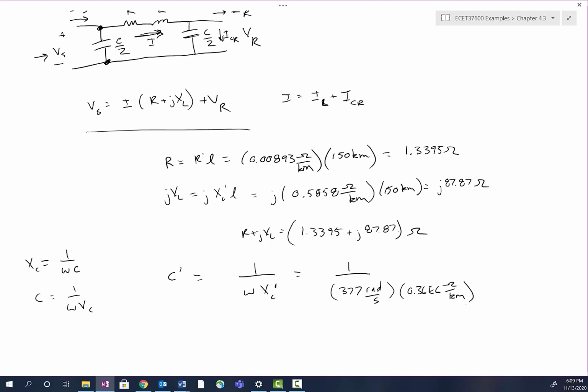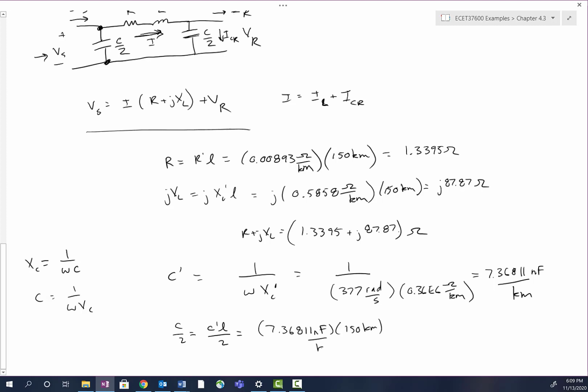And so if we do that, we end up with a value of 7.36811 nanofarads per kilometer as our distributed capacitance. So now I want to divide that into 2, so C over 2 is just going to be equal to C prime times the line length divided by 2. So that's 7.36811 nanofarads times 150 kilometers.